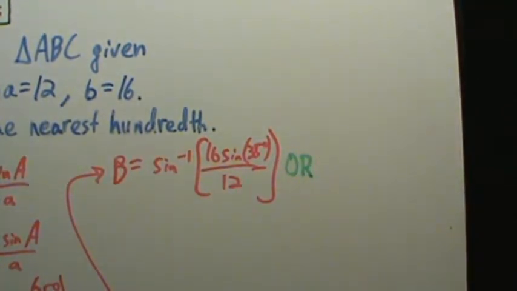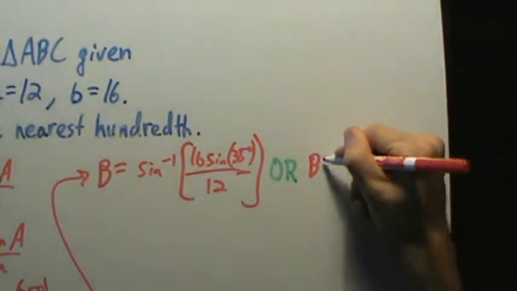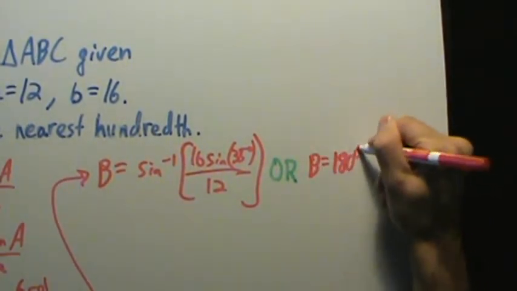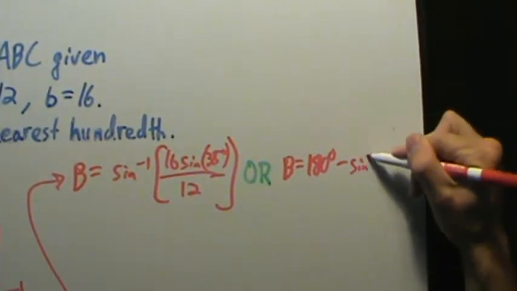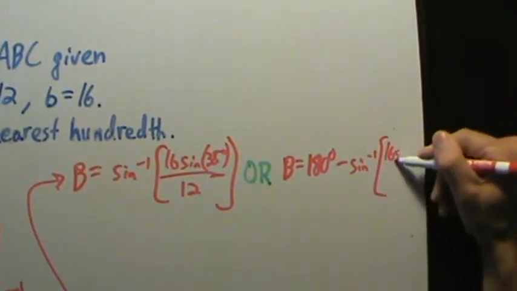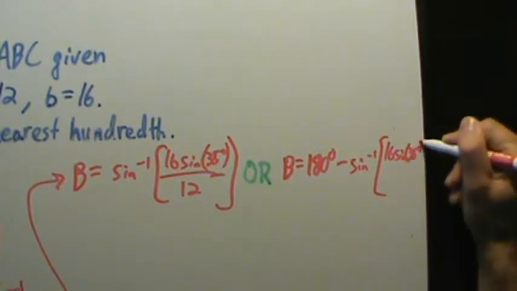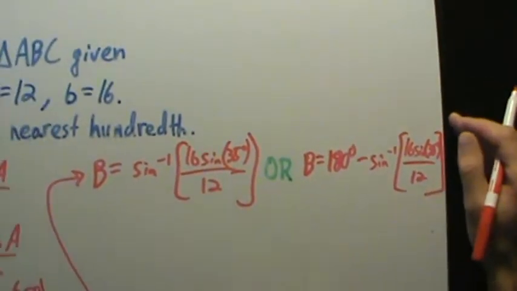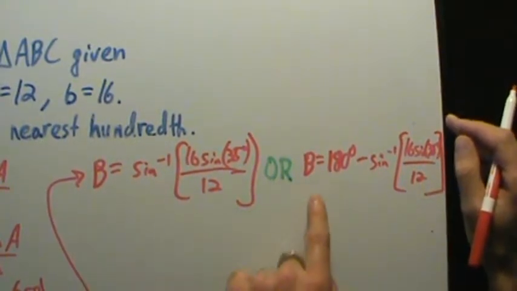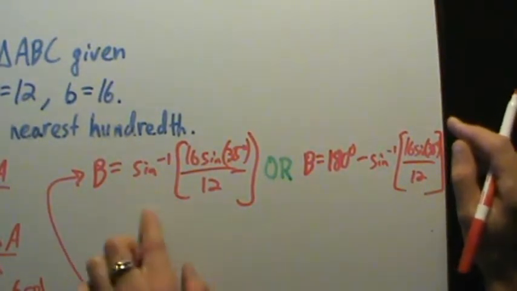Or there's something else that we have to check now. Or B equals 180 degrees minus this exact expression: 180 degrees minus the inverse sine of 16 sine 35 degrees, all over 12. Really running out of room there. So B is this nasty expression here, or B is 180 degrees minus this exact same expression.